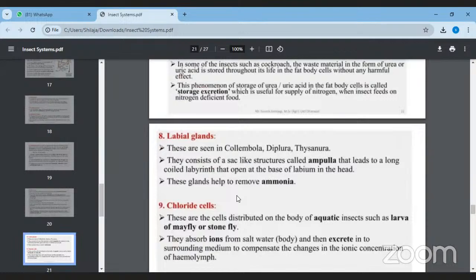Urea is commonly present in the urine of insects in very small quantity. If at all, in the tsetse fly, two amino acids, arginine and histidine, from the blood of the host are excreted.